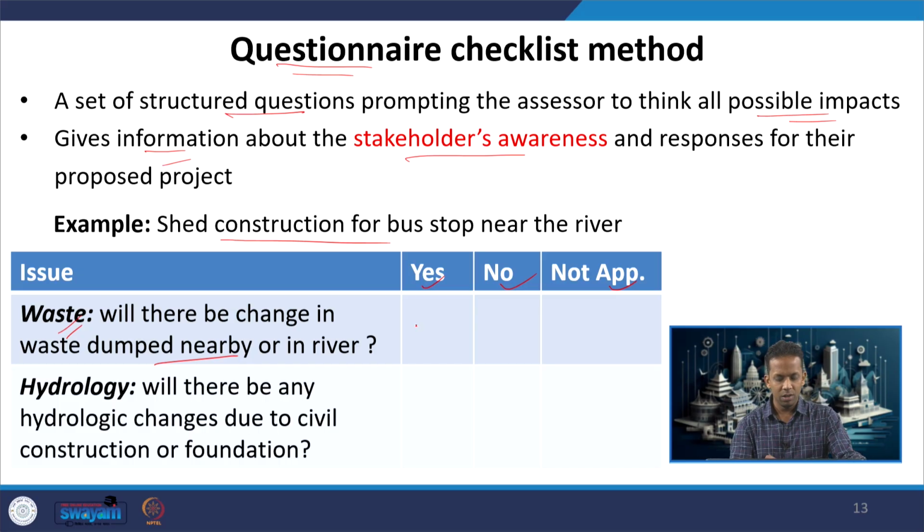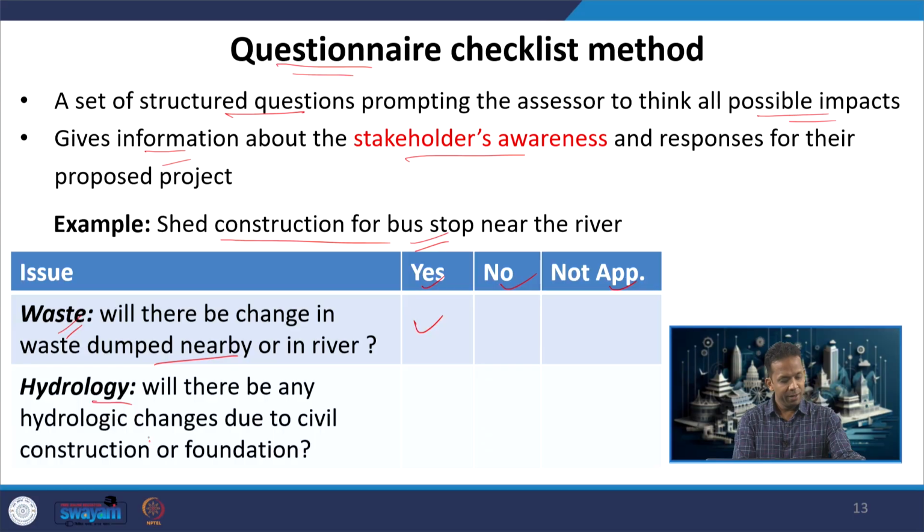Yeah, I think there will be change because of people gathering at the bus stop. Because of the bus stop and the shed, there may be some vendors selling some eatable items, and the waste may end up being disposed nearby the river or along the banks, which may affect the generation of waste.